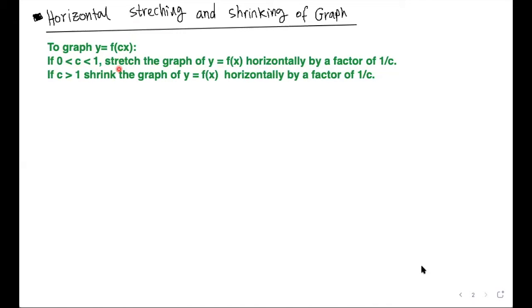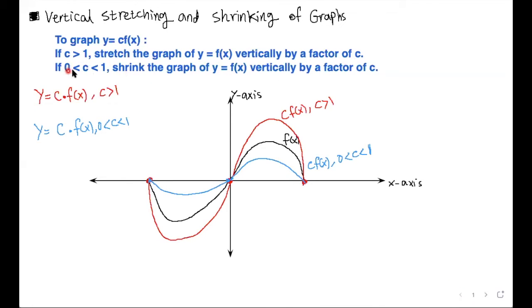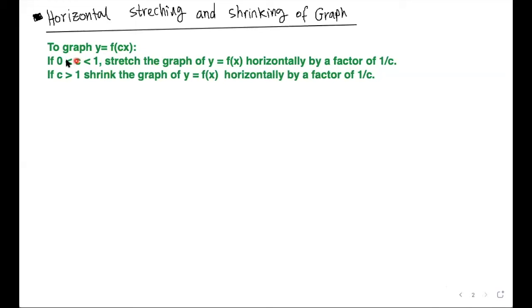And what we do is stretching, opposite to the first one. Here, we did shrinking if c is between 0 and 1, but here, if c is between 0 and 1, we do stretching, not shrinking. For the second one, if c is greater than 1, like 2, 3, 4, 5, we do shrinking, opposite to the first one, where we did stretching. And how do we do it? Horizontally. Why? Because the c is inside the function.